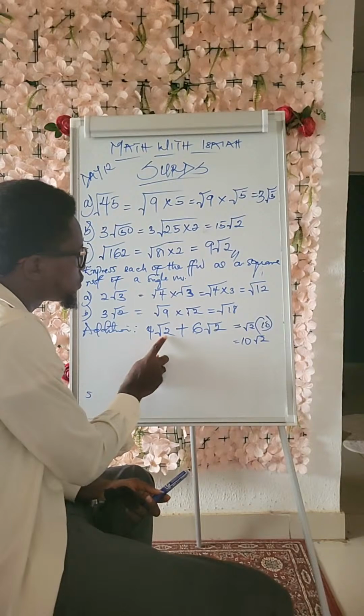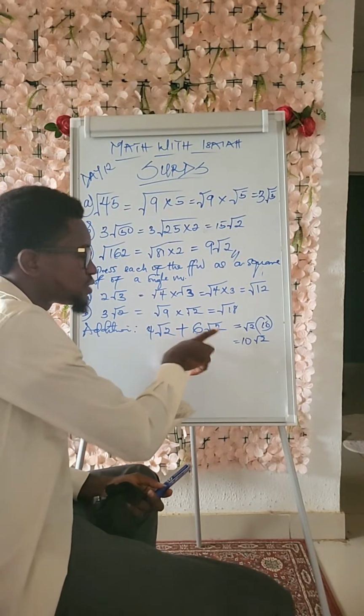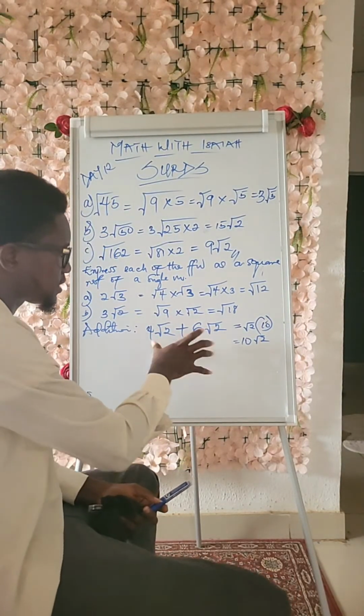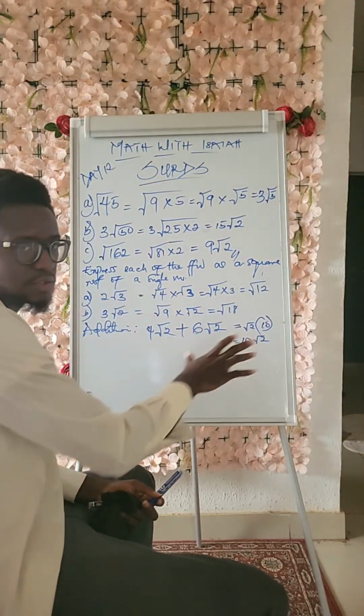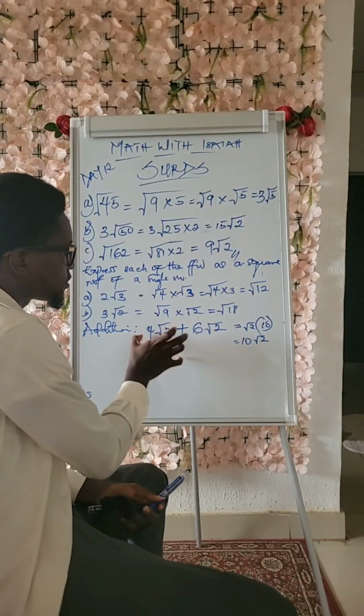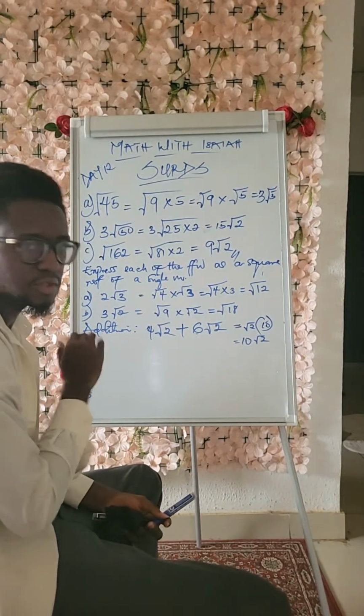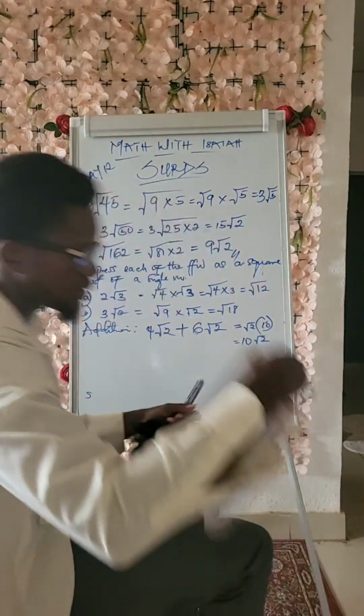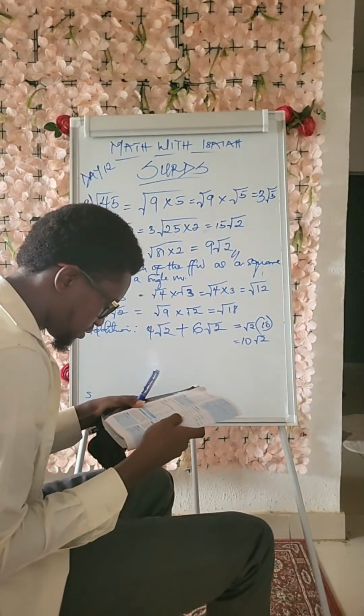But if you have 4 root 3 and 6 root 2, then you cannot add it. You can't go on from there. That's the end of the expression. You cannot go on from there. But once they have the same root, then you can add whatever is behind them straight up. Now that's one principle I have to tell you.